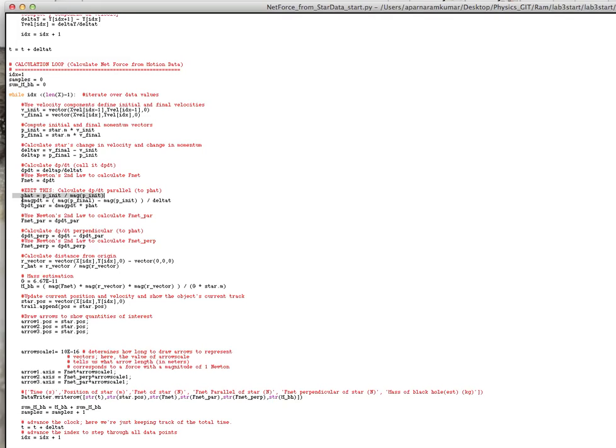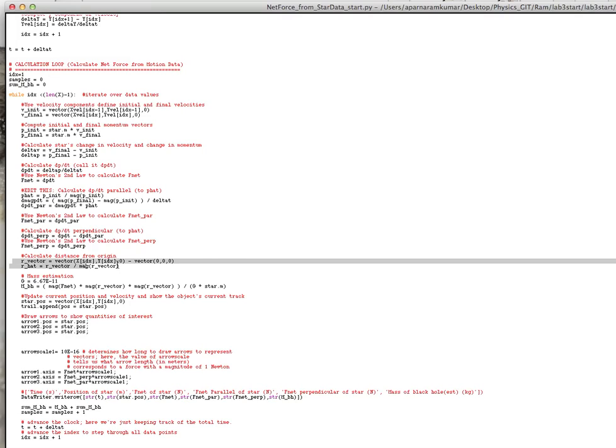Here we evaluate the magnitude of dp by dt, and this will be nothing but the parallel component. So this is going to be a scalar, and this is a vector. Here we get a vector, and now we know the parallel component of the force, the F net. By vector subtraction, if you subtract dp by dt parallel from dp by dt, we'll get the perpendicular component, the F net perpendicular.